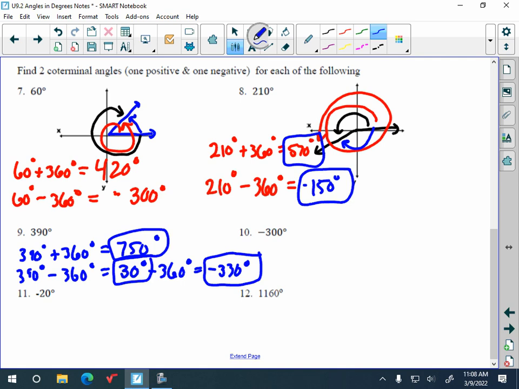So if it doesn't go negative by subtracting 360, you have to do another 360. If you're starting off with a really small negative number and you add 360 to make it positive and it doesn't make it positive, then you have to keep adding 360. So you have to do it multiple times until you get it to be positive and negative. All right, so find one positive and one negative for the rest of those, 10, 11, and 12.